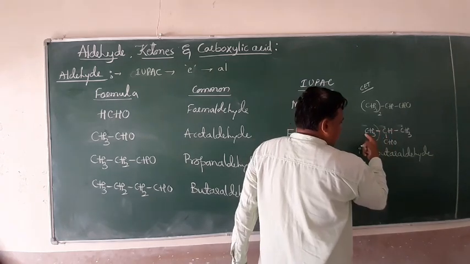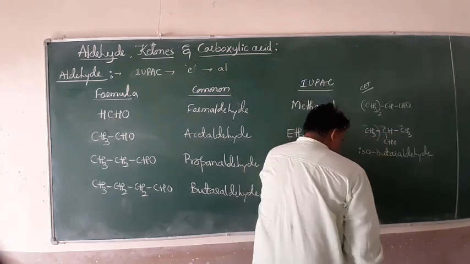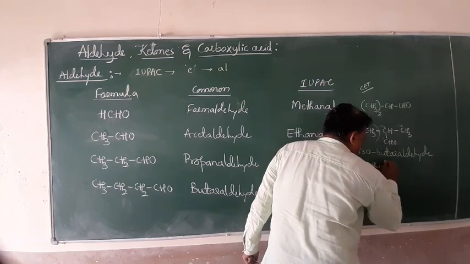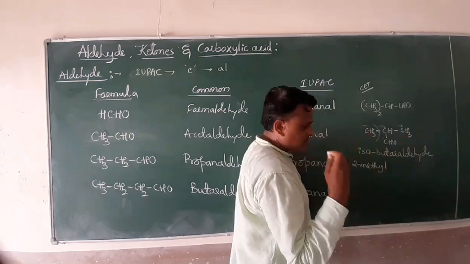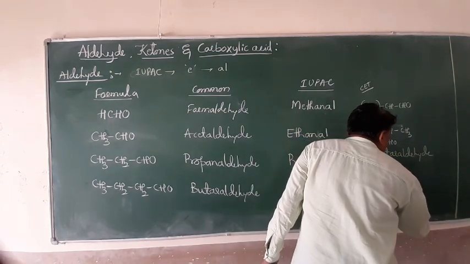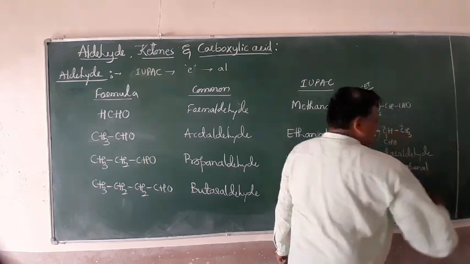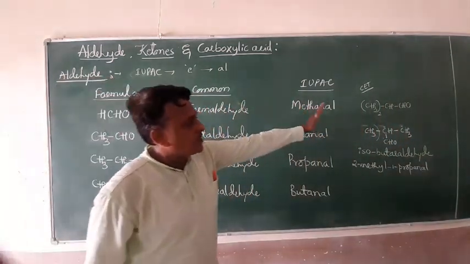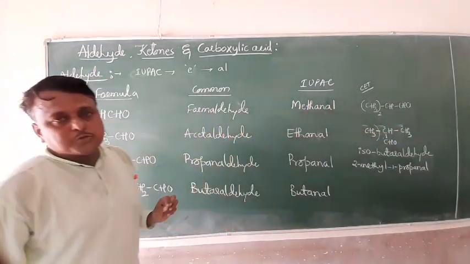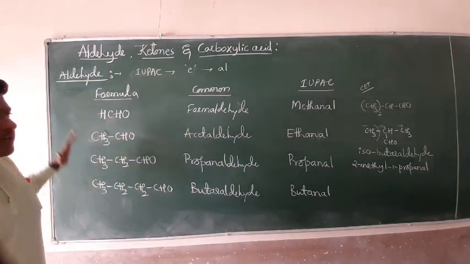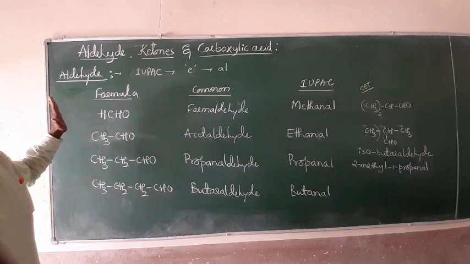Yes, the prefix is methyl, so we call it the second position. The name of this compound is 2-methyl. What remains? 3 carbons remain. So 2-methylpropanal is the IUPAC name of this competitive exam question, isobutyraldehyde. This is the simple story regarding the nomenclature of aldehydes.